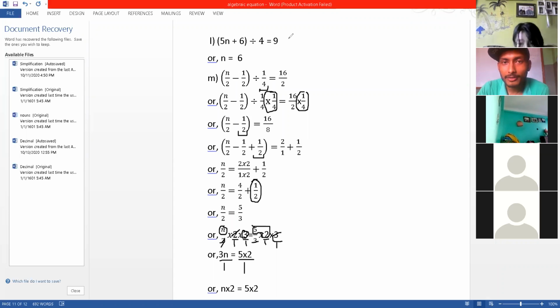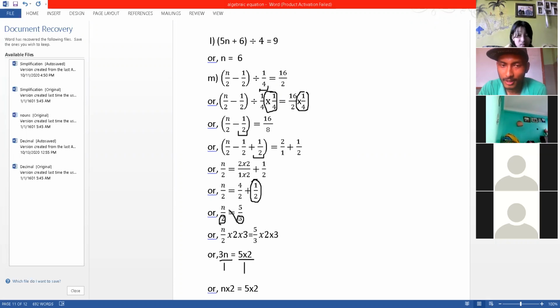Okay, so now this is where you see what I did. You saw what I did, I multiplied on both sides. By multiplying on both sides, I was just trying to remove this fraction. What I did is I'm trying to remove this fraction by multiplying by 2 here, and again multiplying both sides by 2, I'm removing this 2, and I'm removing 3 by multiplying both sides by 3. So at last what came? 3n equals 5 into 2. This means cross multiply.